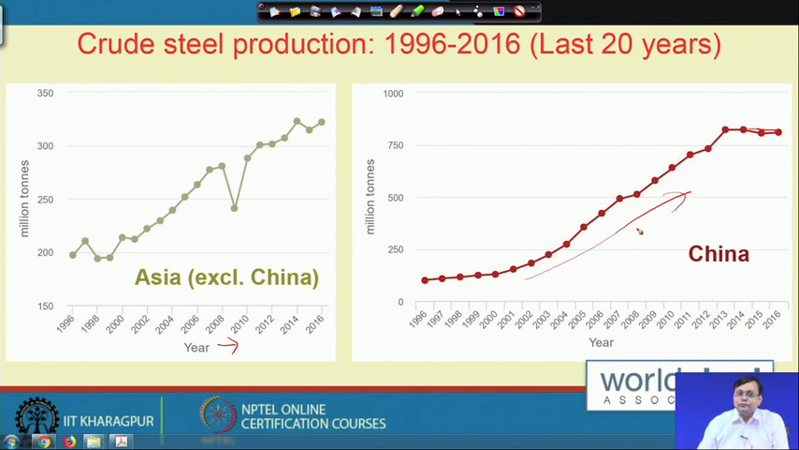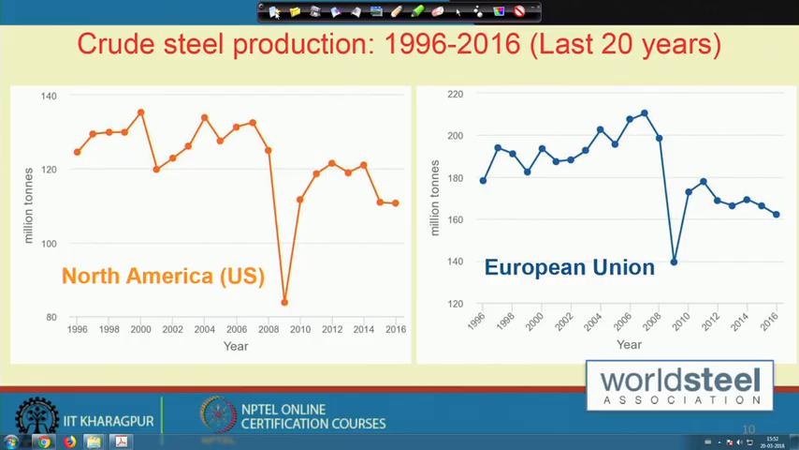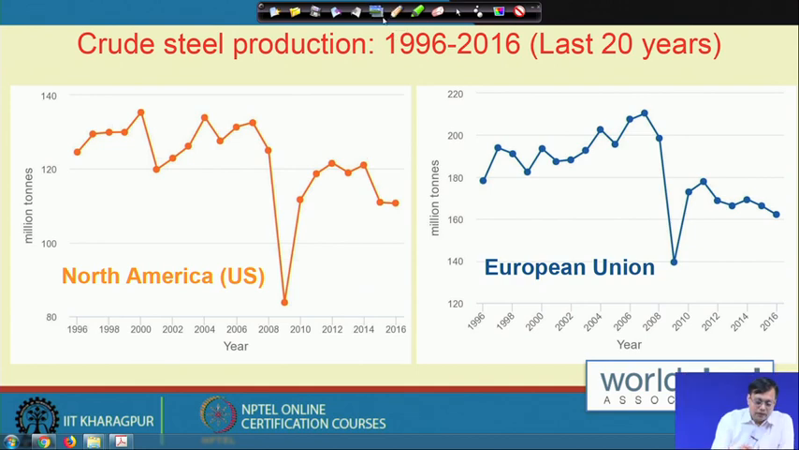On the other hand, if we look at the total crude steel production of the developed countries, they basically show that in case of the US, there is a small decrease, and the crude steel production also has decreased a bit. And this is because these advanced alloys are replacing even some of the conventional engineering alloys. So, this is just an example that we would like to show you.